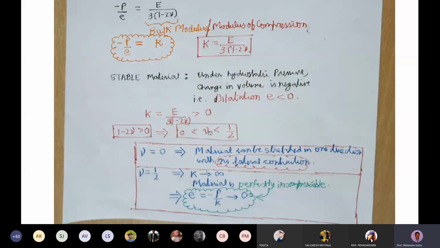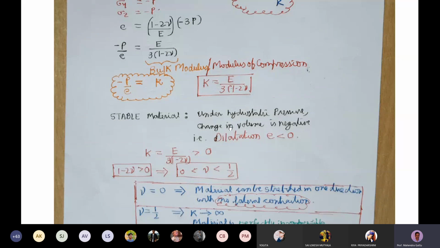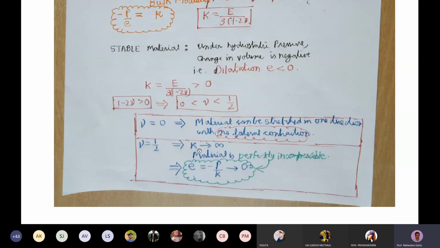What will happen if Poisson ratio reaches 1 by 2? If you look carefully in this expression, as Poisson ratio reaches 1 by 2, 1 minus 2 nu will approach 0, and once this approaches 0, the denominator will blow up and K will go to infinity. So when Poisson ratio reaches 1 by 2, K blows up and goes to infinity.